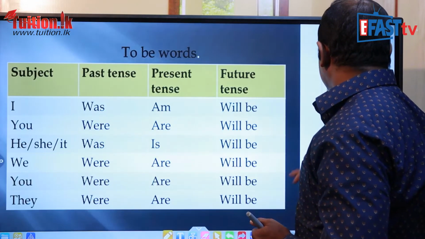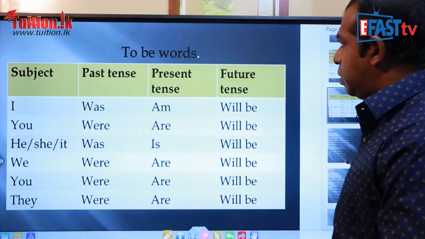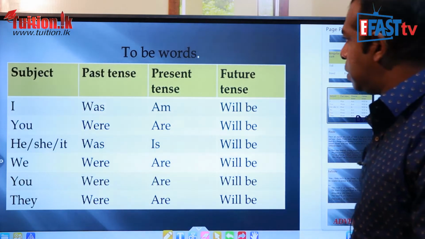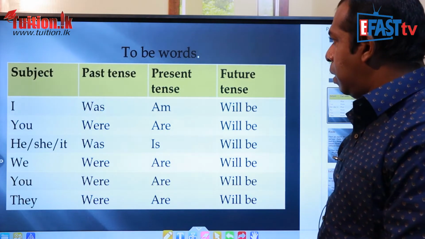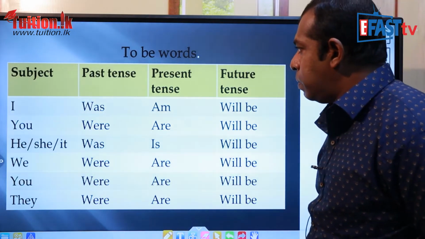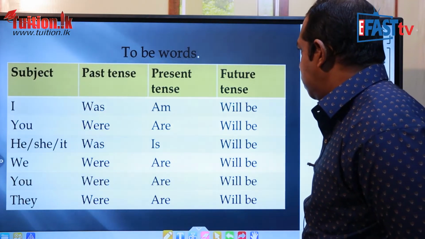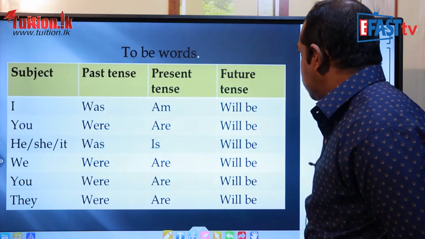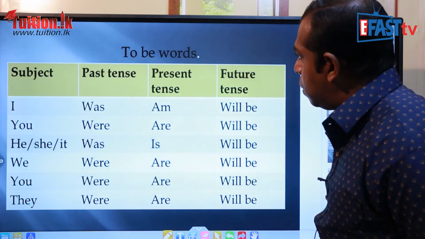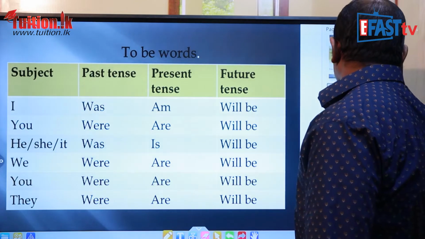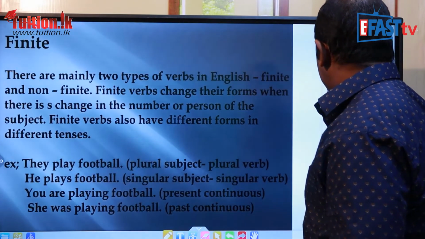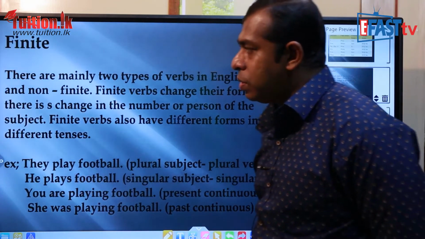All right. So, "to be" words: subject, past tense, present tense, future tense. These are the examples: I was, present tense, am, future tense, will be. All right.